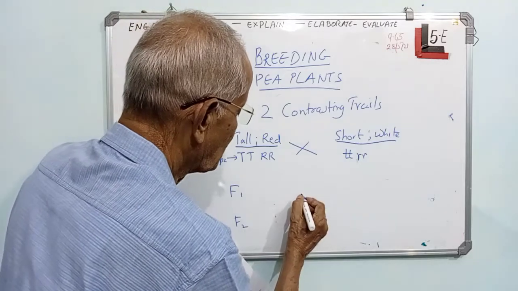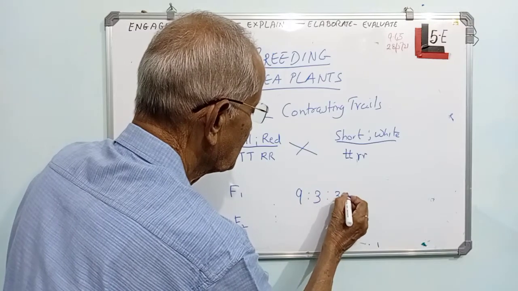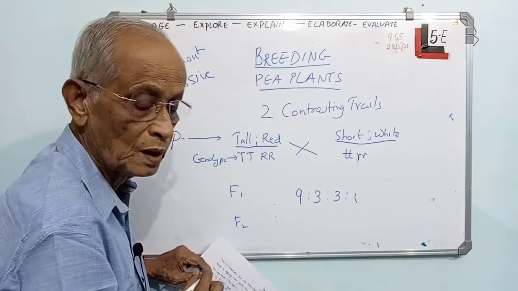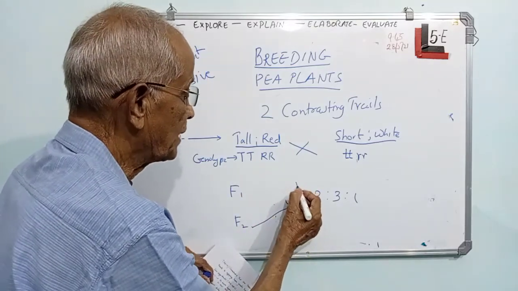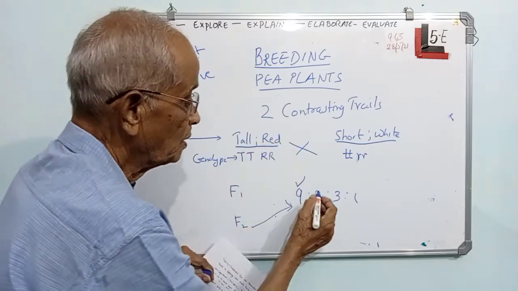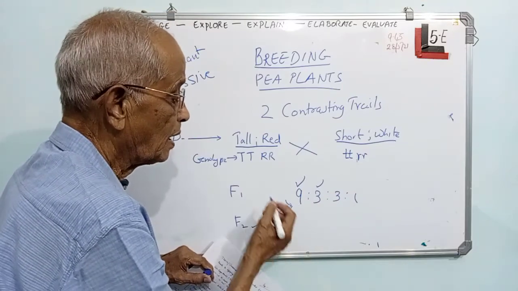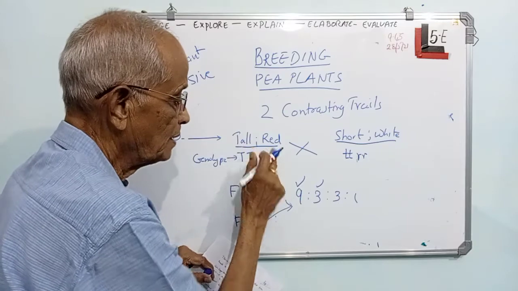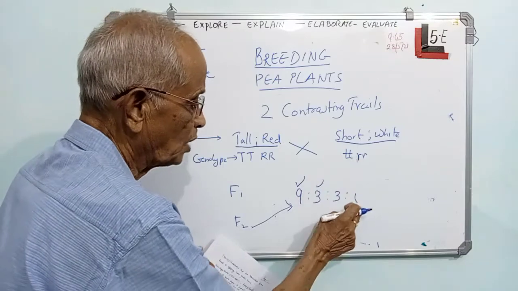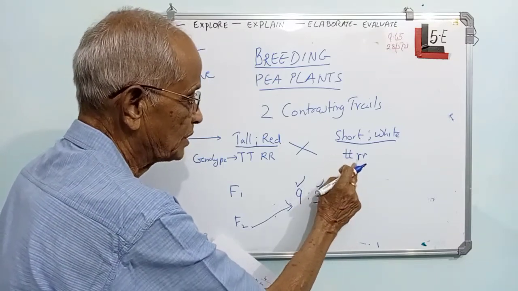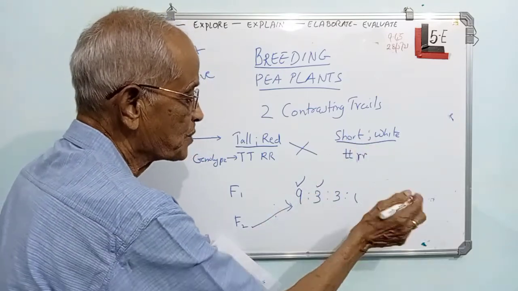So when he did cross these things and then tried for F1 and then F2 generations, he ultimately got 9:3:3:1 ratio. This is the ratio he got when he analyzed the F2 plants. So that means 9 plants were tall and red, 3 plants were having tall and red, 3 of them showed short and white, and one was completely short and white. So this is called dihybrid ratio.